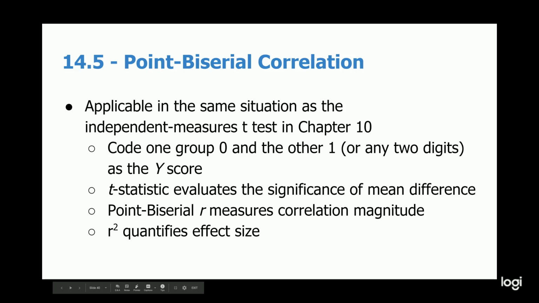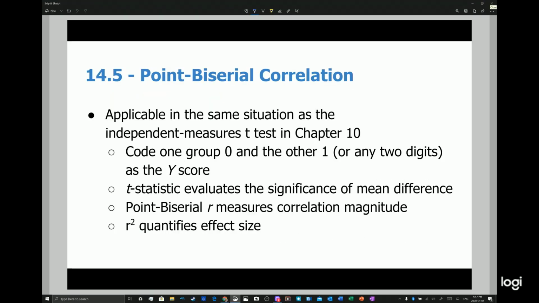There are 2 other correlation coefficients that you would use. We will not cover them in this class in terms of how to calculate them, but we will show you why they're there and what they're used for. First, the Point-Biserial correlation is like your t-test. And we still code our variables as 0 and 1 for our Y scores. And we are still trying to find some difference between the means.